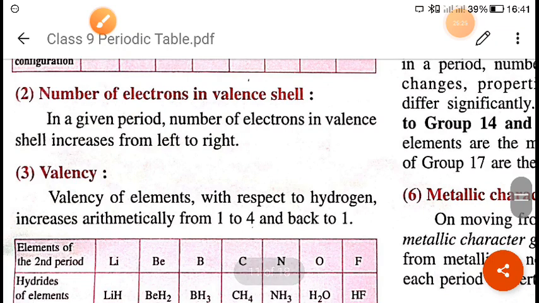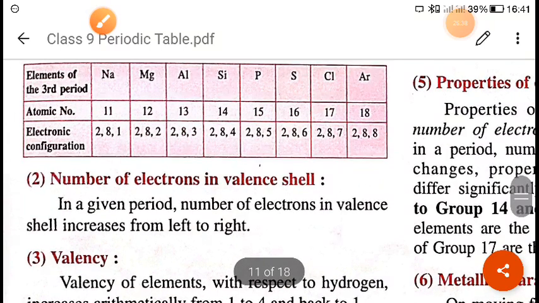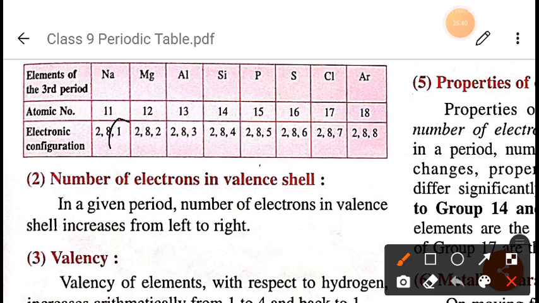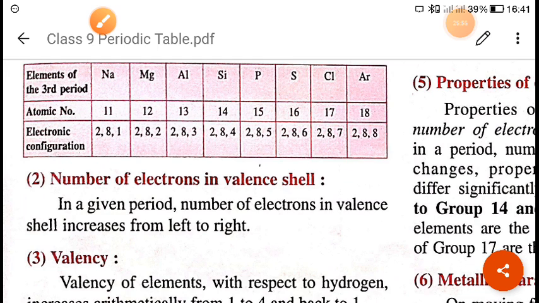So next is the number of electrons in the valence shell. In a given period, the number of electrons in the valence shell increases from left to right, right? As you can see here, the number of electrons in the valence shell is 1. As we move to magnesium, it has increased to 2, then 3, 4, 5, 6, 7, and at last 8, right? So as we are moving from left to right in a period, not every shell, only the valence shell electrons are increasing.